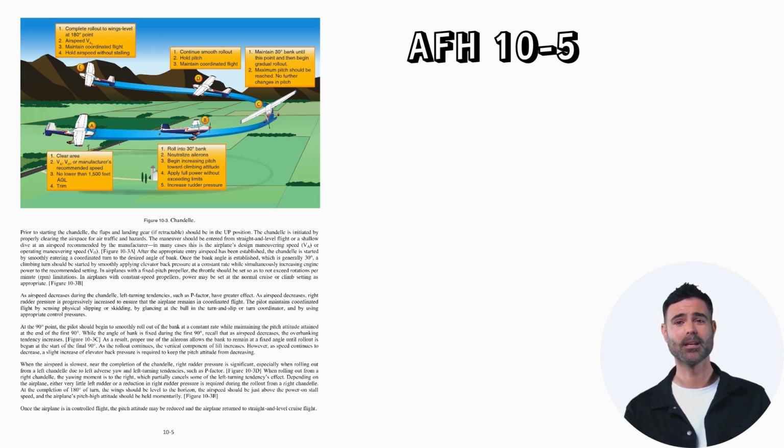As the rollout continues, the vertical component of lift increases. However, as speed continues to decrease, a slight increase of elevator back pressure is required to keep the pitch attitude from decreasing. When the airspeed is slowest, near the completion of the chandelle, right rudder pressure is significant, especially when rolling out from a left chandelle due to left adverse yaw and left turning tendencies, such as P factor.